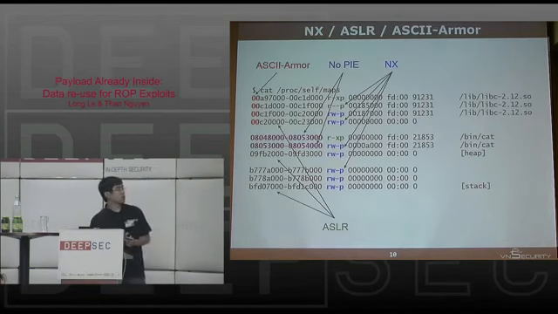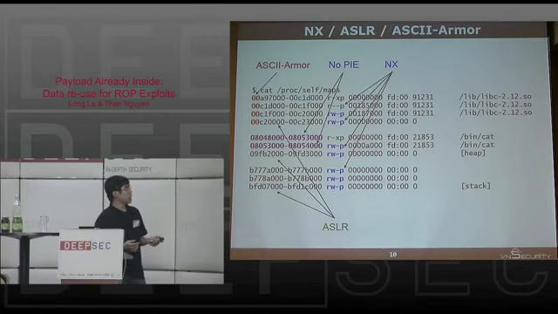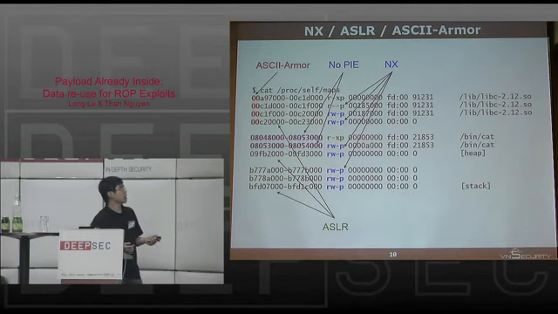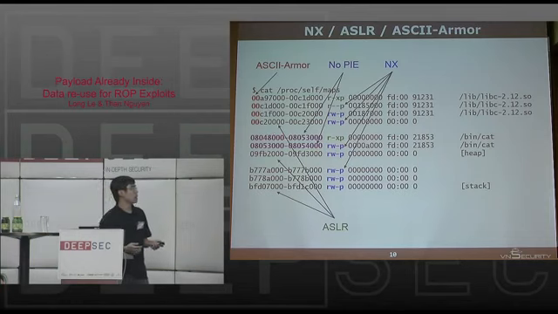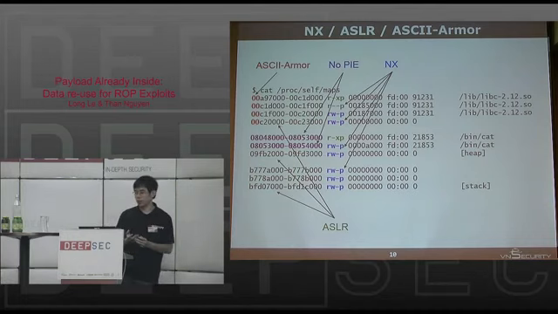So for example, this is an example of the memory mapping. You can see here the address of the library is starting with a null byte, which is the ASCII armor. This one is not executable in this space, which is NX. And here is no PIE, so the binary itself is mapped without randomization. And ASLR is for the stack, for the heap, and things like that. So every time you run, it will load at a different address.